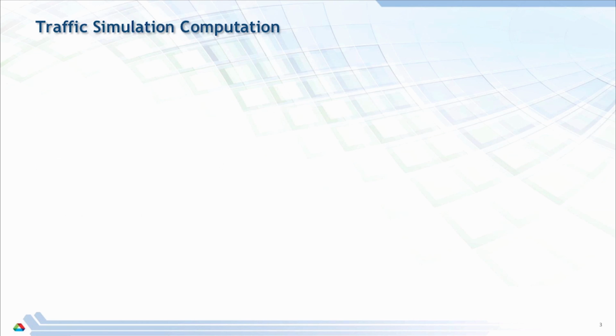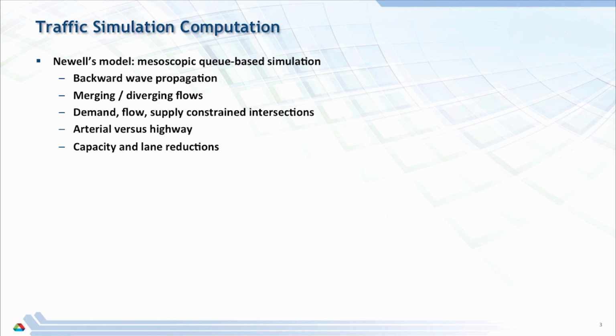In order to model the flow of traffic on the road network, Polaris uses a queue-based approach known as the Newell model. The solution of Newell's model accounts for several interesting operational characteristics. The backward wave propagation in queues is modeled, as well as the mechanics of merging and diverging highway sections.